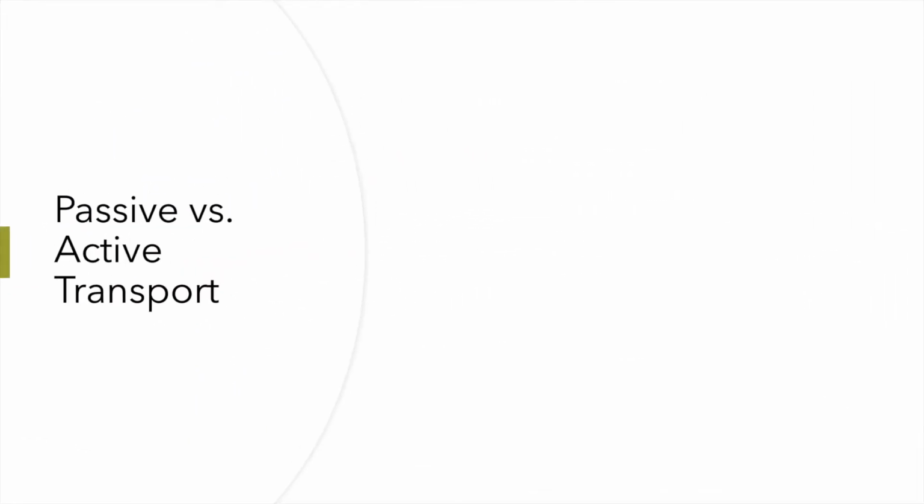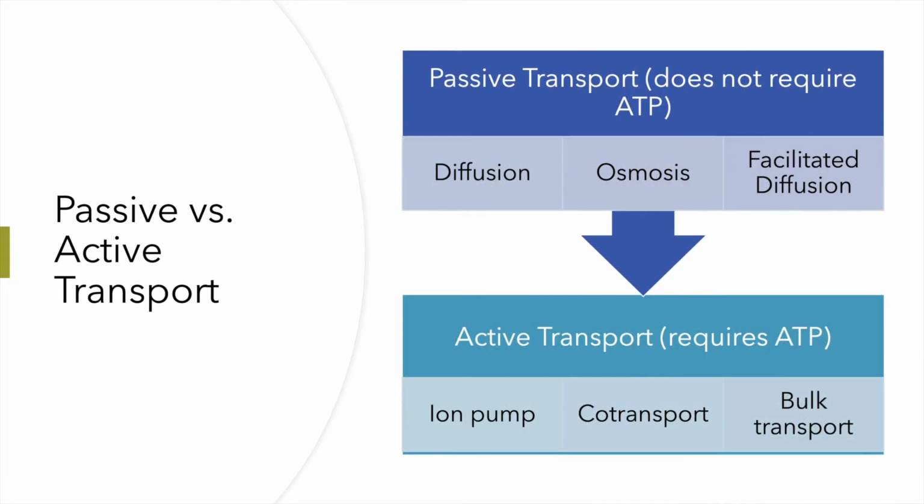Now let's talk about the difference between active and passive transport. Passive transport occurs when molecules move from an area of high concentration to an area of low concentration, or down their concentration gradient. This process does not require the input of energy in the form of ATP. Forms of passive transport include diffusion, osmosis, and facilitated diffusion.